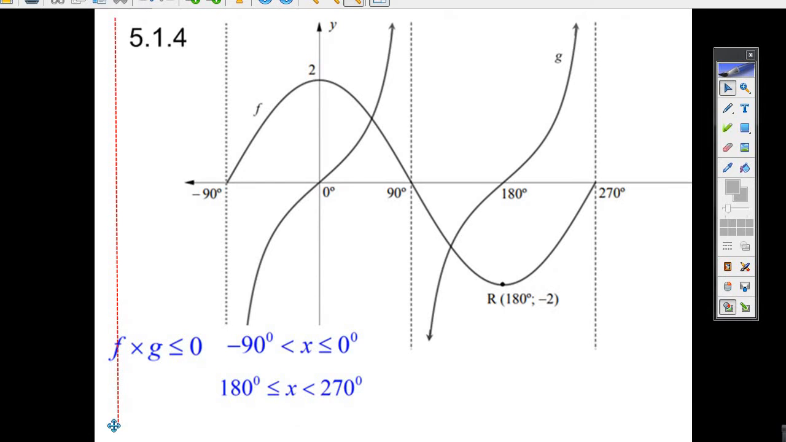Now the next question is a little bit more difficult. I had to do the video twice because I made a mistake the first time. I got to be real careful. When does f multiply by g to give you a negative number or 0?